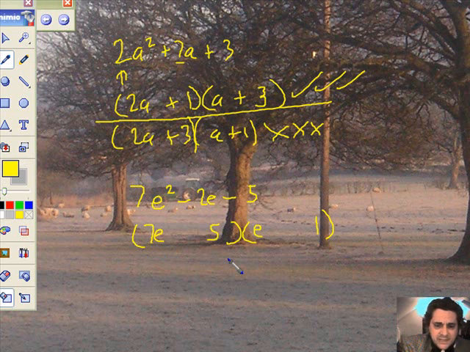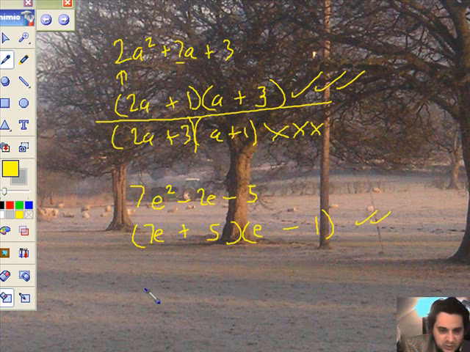Multiply out again. 7e squared minus 7e. In other words, that needs to be negative and that needs to be positive. Check it. 7e squared minus 7e plus 5e: minus 7e plus 5e is minus 2e. And 5 times minus 1 is minus 5, so I'm happy with that one.